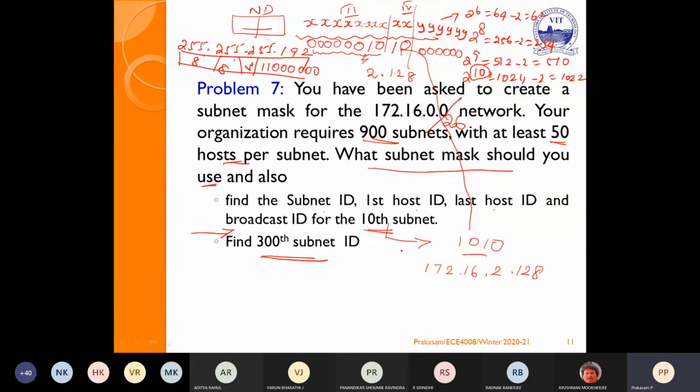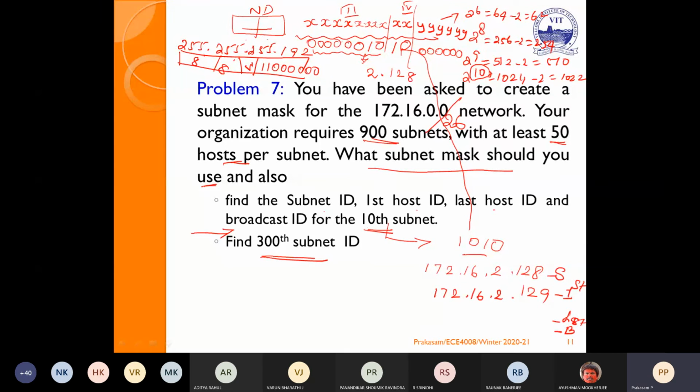Okay. So plus 1, next is the first host. Plus 1, so 129. So 172.16.2.129 is the first host. This is the subnet, this is the first. I need the broadcast and the last. How will you find the broadcast? It is very, very simple.